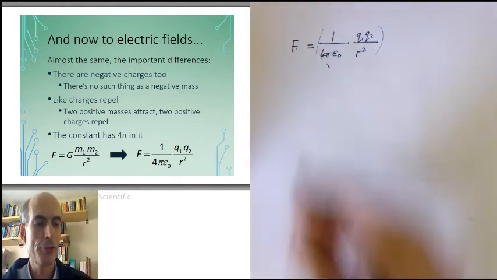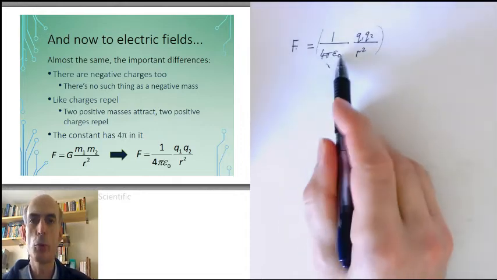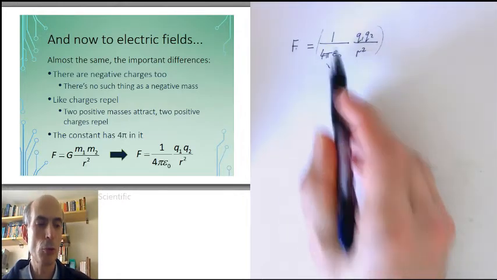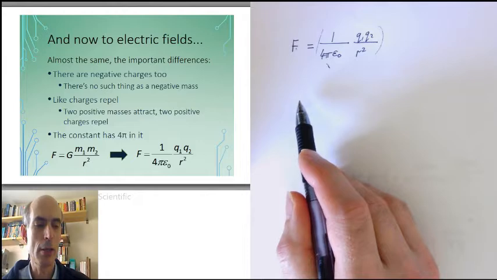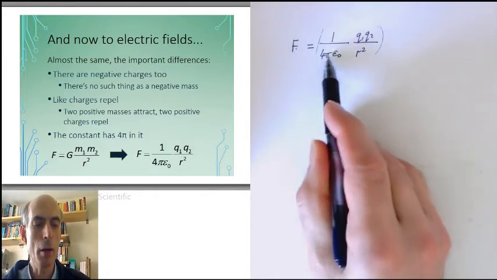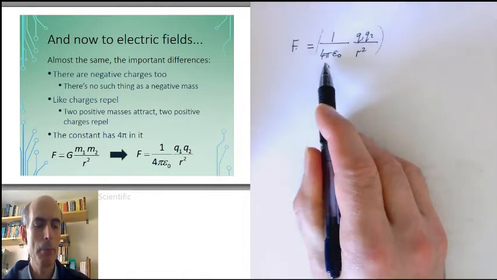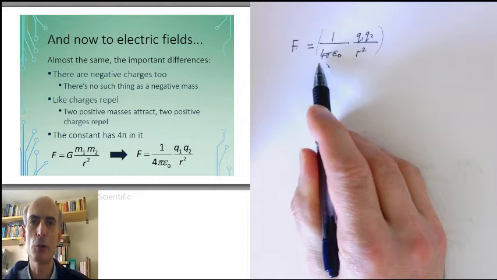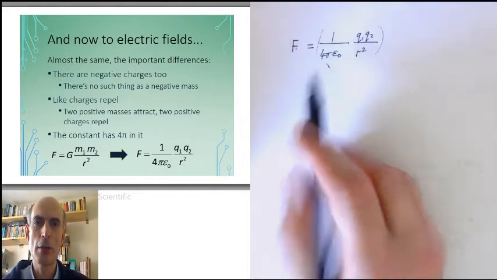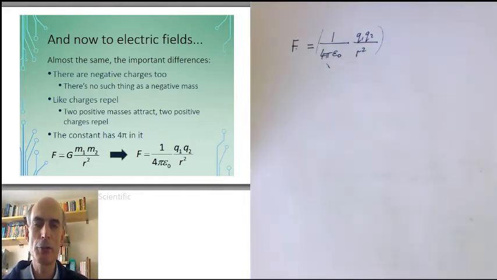The other difference is that the constant of proportionality, which was a simple big G for gravity, is now 1 over 4 pi epsilon naught. Why 1 over 4 pi? Well, it makes the application of something called Gauss's law much easier. But that will have to wait until the next one of these little talks.